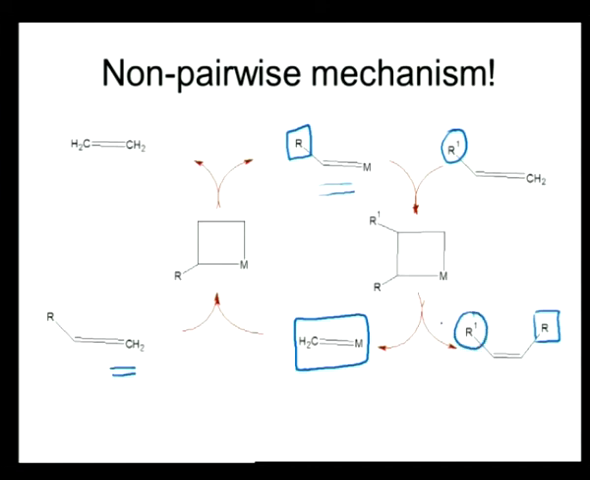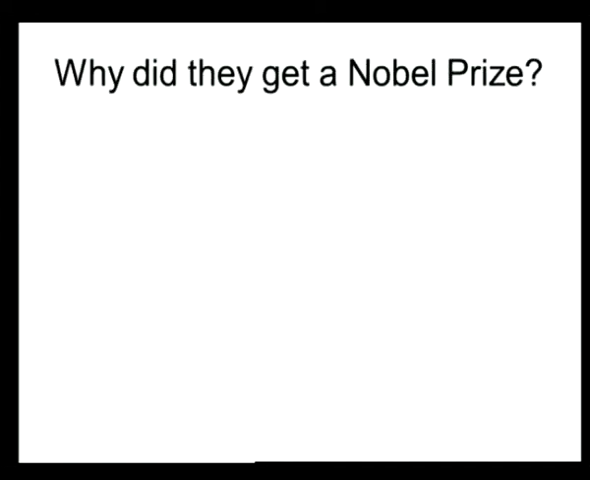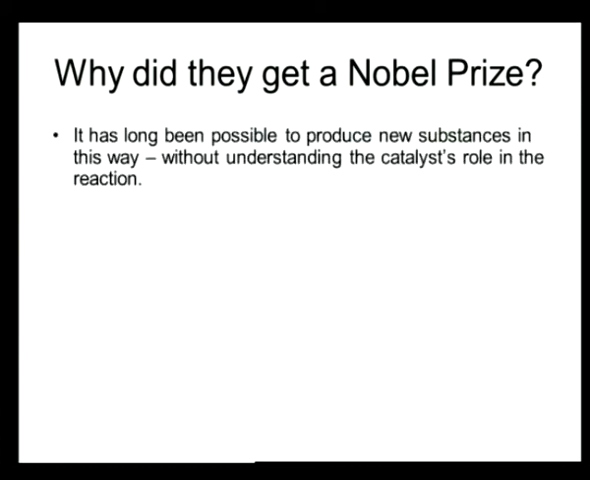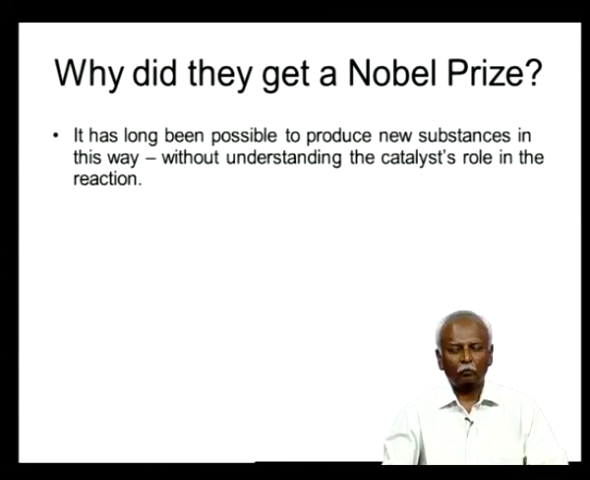a new olefin starting with R1 CH-CH2 and R CH-CH2. So, this is a non-pairwise mechanism which turns out to be the right mechanism for the carbene transfer or the formation of the metathesis reaction. Now, one needs to think about this fact. Why did all 3 of them get the Nobel Prize? That is because for a long time it has been possible to produce new compounds using metathesis.